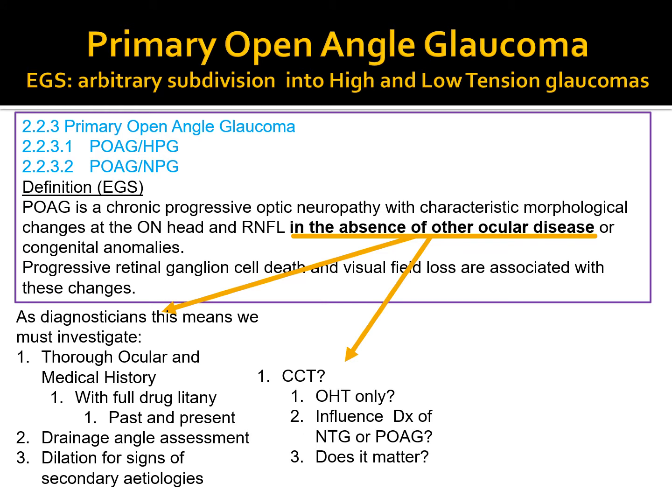And then there's CCT. Is that only useful for ocular hypertension, or does it influence the diagnosis of NTG versus POAG? So some people would say, well, if we measure it and the CCT is very, very thin, the patient might not have normal tension glaucoma at all. They have an artificially lowered reading of IOP because they've got a very thin or soft cornea. And indeed, does it even matter? Well, exactly, does it even matter?